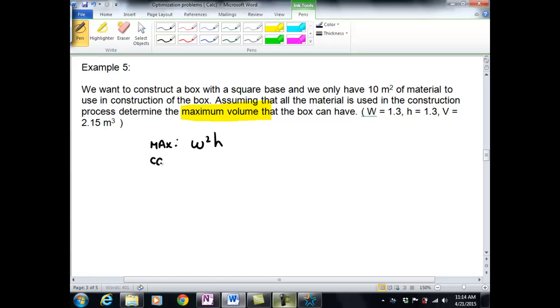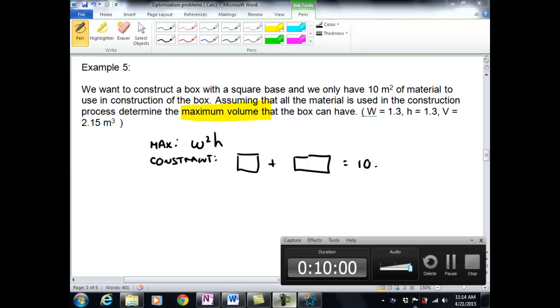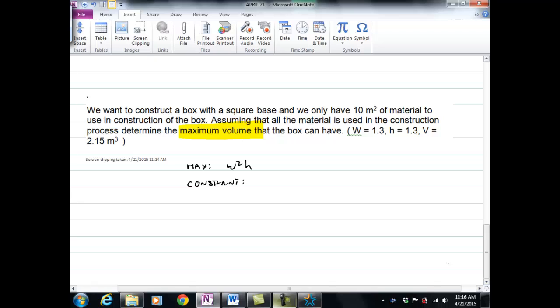My constraint, in order for you to do the constraint, it says you only have 10 square meters. So therefore the surface area of the whole entire thing has to be 10 square meter. I'll give you a hint. It'll be something plus something equals to 10. That's your constraint. Take a minute, figure out what the constraint is. Go. And anyone have the constraint?